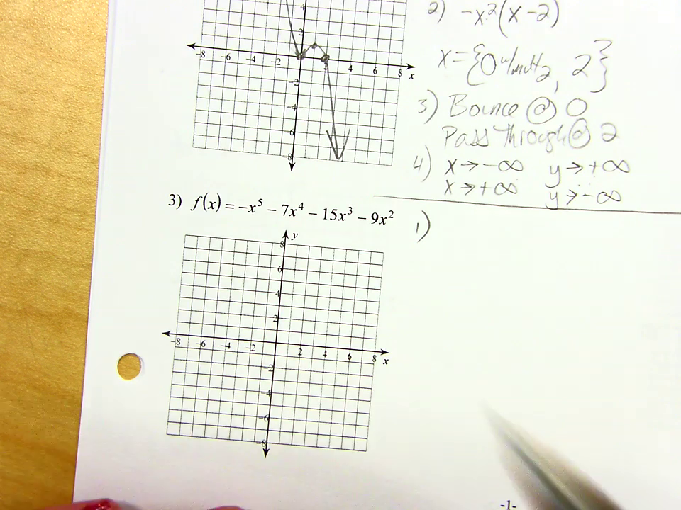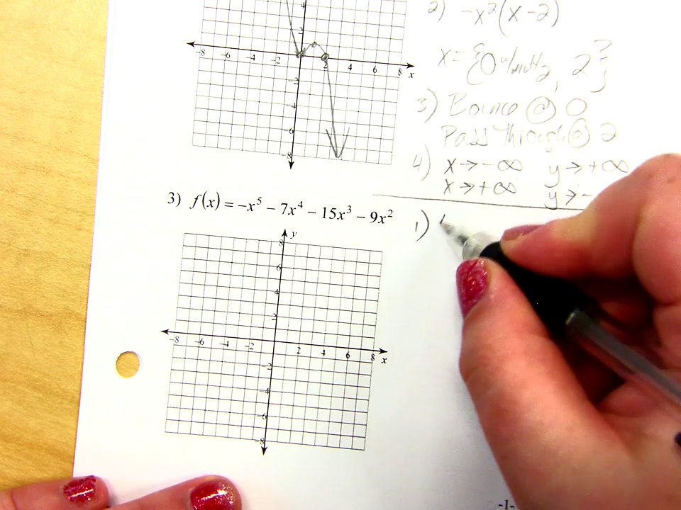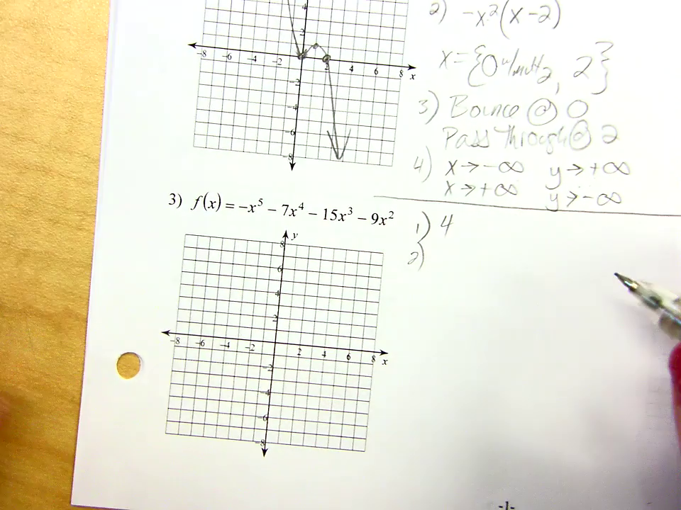Okay, we're gonna graph this here polynomial by hand. How many times can it turn? 4. 4 times. I have to now find the zeros.